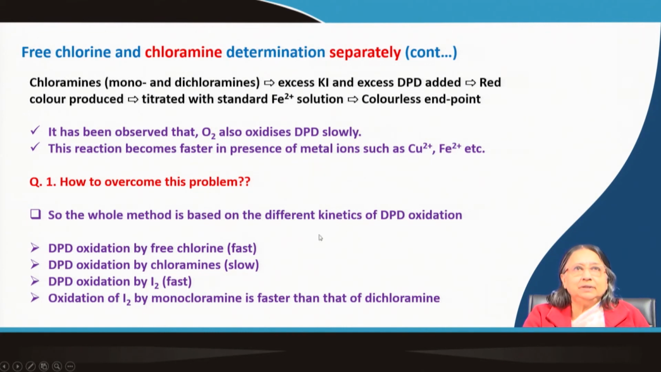So, the whole method is based on different kinetics of DPD oxidation. DPD oxidation by free chlorine is fast, DPD oxidation by chloramine is slow, DPD oxidation by iodine is fast. Oxidation of iodide by monochloramine is faster than that by dichloramine. So, you have used all these things in this measurement.